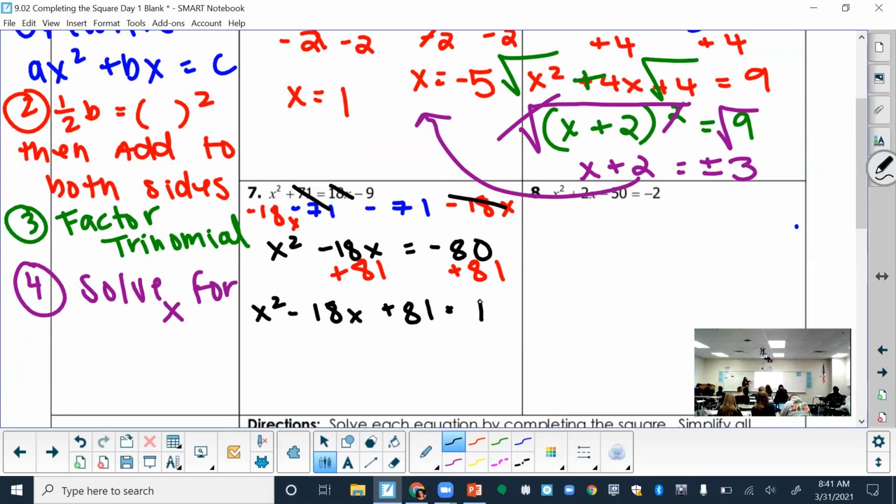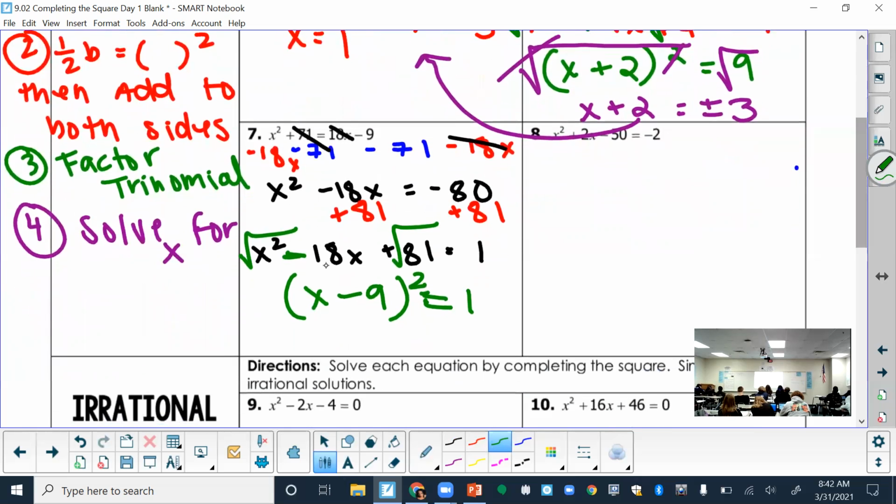Now we need to factor the trinomial. So take the square root of the first and last terms. What's the square root of x squared? X. What's the square root of 81? 9. So I have x and I have 9. What symbol goes in between them? Minus, because that's the sign that's on the middle term. All right, so that's what it looks like factored. This is equal to 1, because that's what we had already. Questions about how we did that?